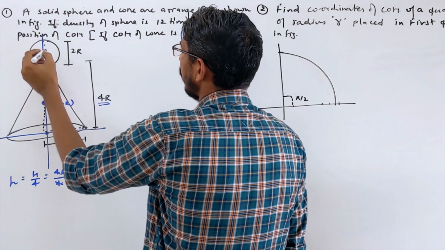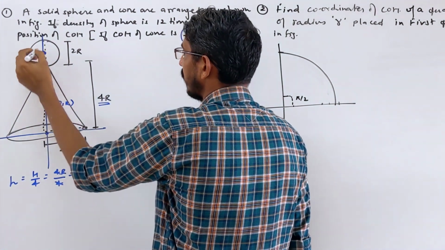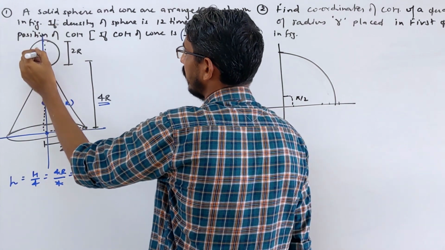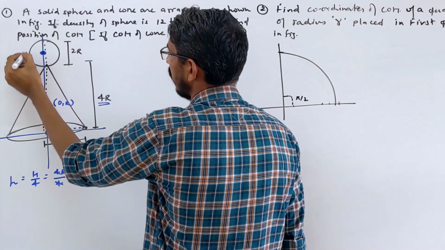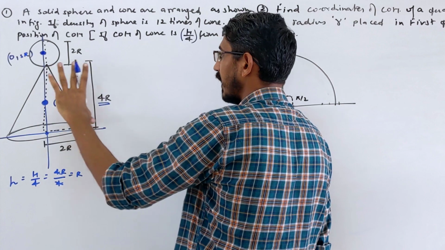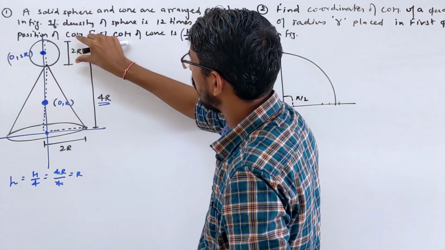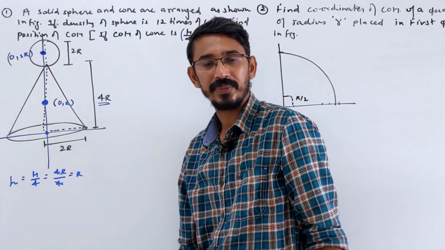Now we are interested in knowing that point. What's the coordinate of that point? The height of this cone is 4r and the diameter is given as 2r. So the height of this point becomes 0 comma 5r. 4r is the height of this cone plus the radius, which is r, because the diameter is given as 2r, meaning the radius is r, correct?